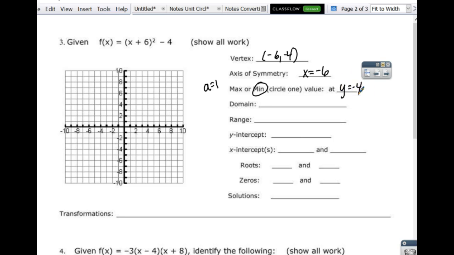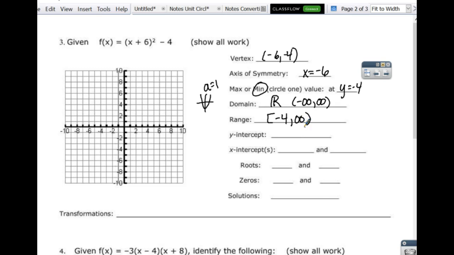The domain of every parabola every time is all real numbers, or negative infinity to infinity. Since this is the minimum, I know that my parabola looks something like that. And so the range is going to be the k value to infinity, right? Because this is the minimum. So the k value is negative 4 to infinity.